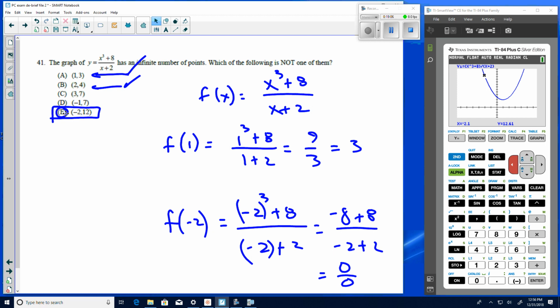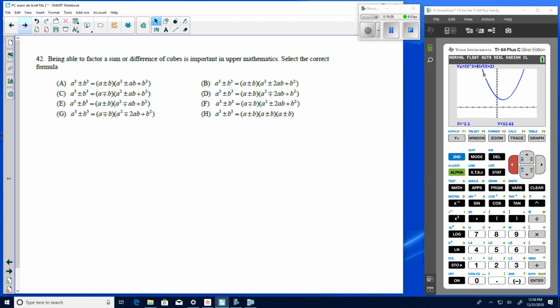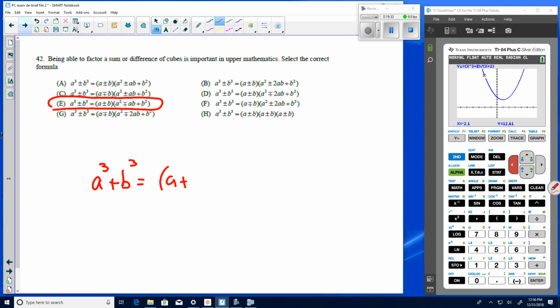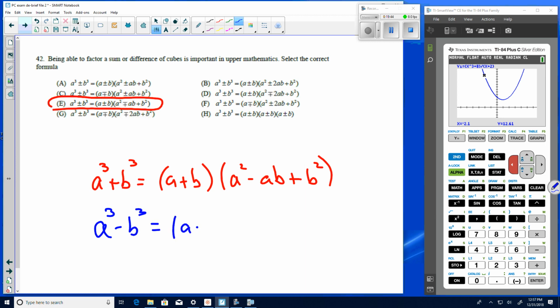Okay. And lastly, we'll stop here. This is factoring a sum or difference of cubes. Select the correct statement. As you go through here, you will find the correct answer was E. So we have A cubed plus B cubed, A plus B, A squared minus AB plus B squared, and then A cubed minus B cubed, A minus B, A squared plus AB plus B squared.